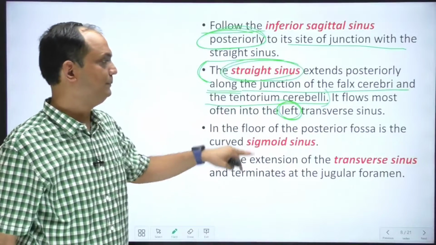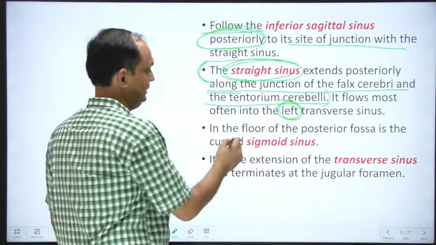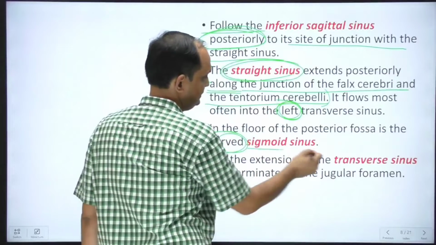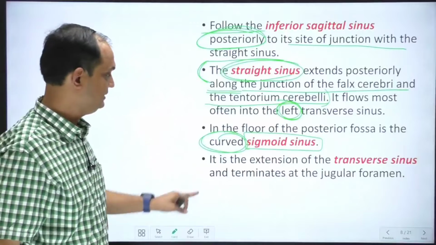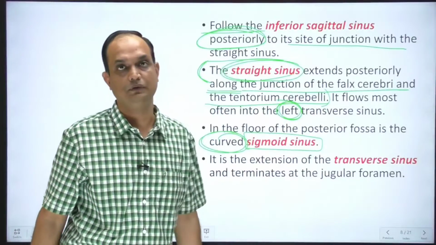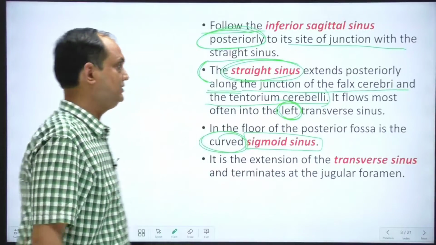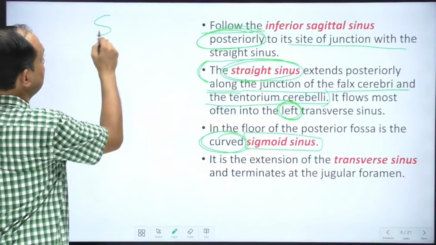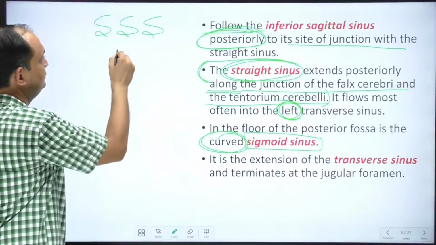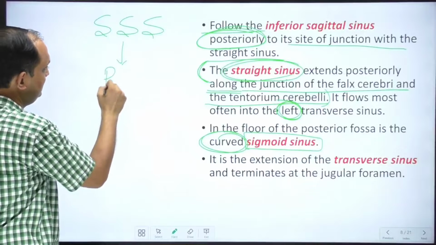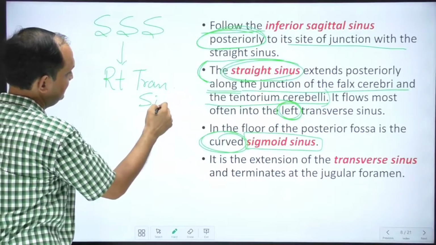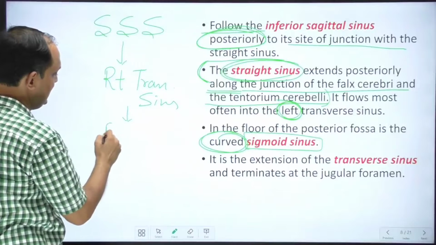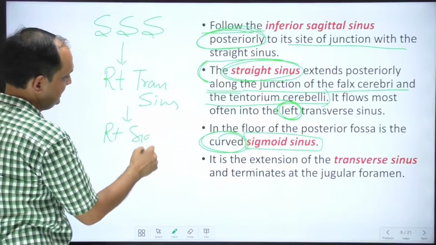In the floor of the posterior fossa you will find a curved sinus, that is known as the sigmoid sinus. It is the extension of the transverse sinus and terminates at the jugular foramen. So what is the relation? Now, the superior sagittal sinus continues as the right transverse sinus. The right transverse sinus continues as the right sigmoid sinus.